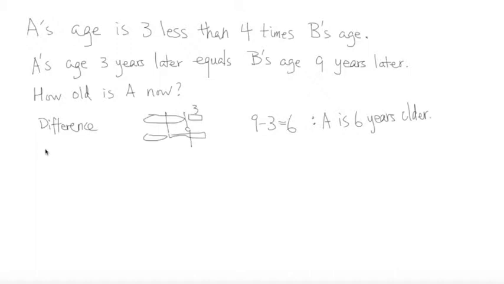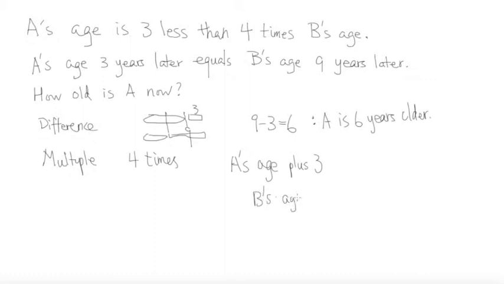Okay, now we understand that A is actually 6 years older. Let's look at the multiple. Well, the multiple is 4 times because that's in the problem. Well, that's not exactly true because A's age is not 4 times B's age. A's age is 3 less than 4 times B's age. So the 4 times means that you need to do A's age plus 3. So A's age 3 years later plus 3. That's 4 times, right? Because actually it's 3 less than 4 times. And then that's 4 times B's age.